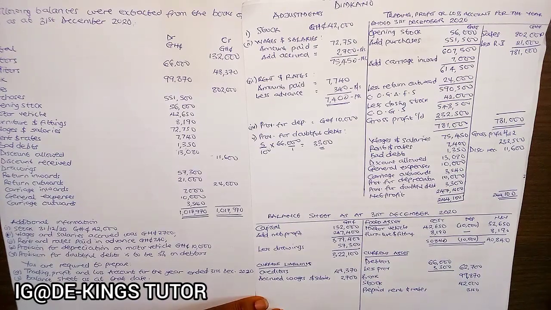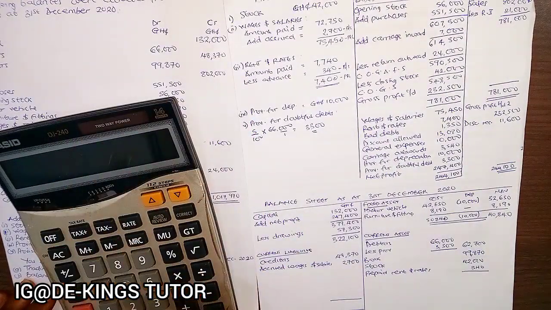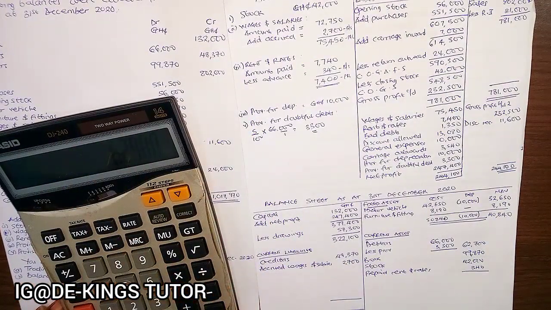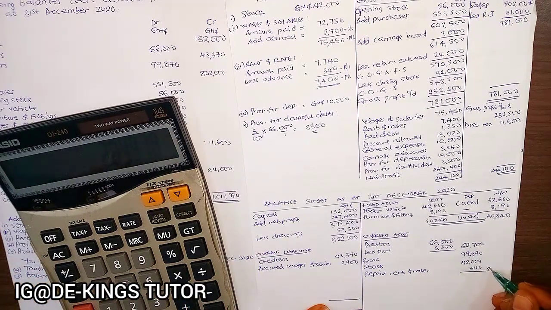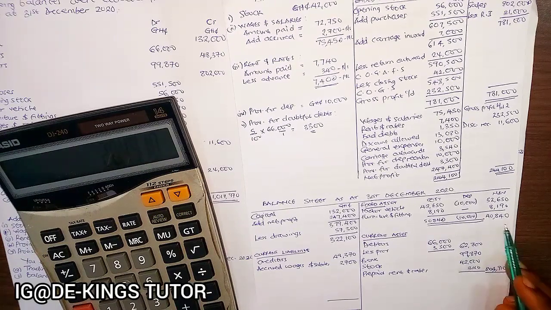Now let's get our total. Let's add this first: 62,700 plus 99,870 plus 42,000 plus 340 is 204,910. Then add it to 40,840.